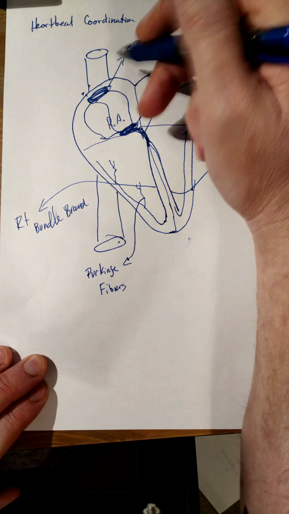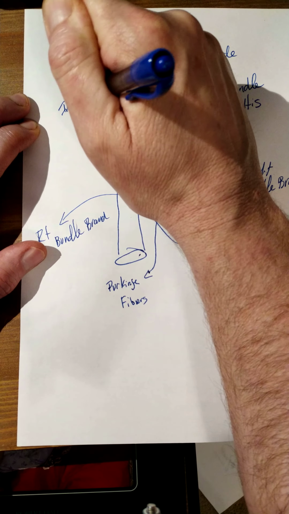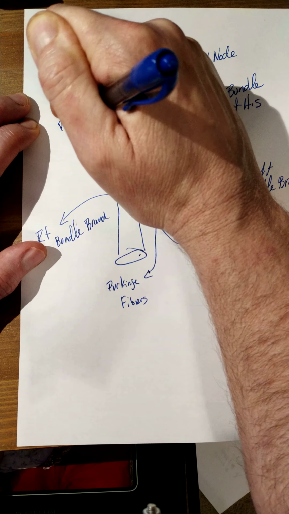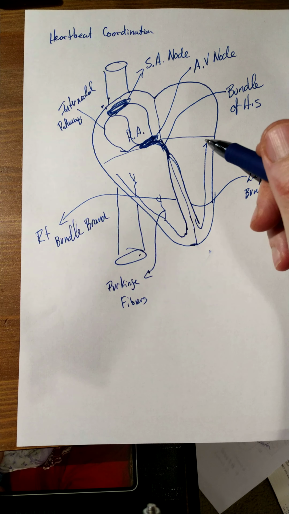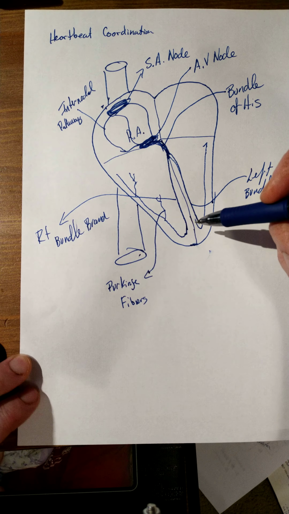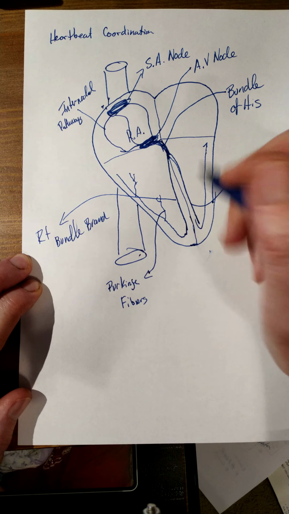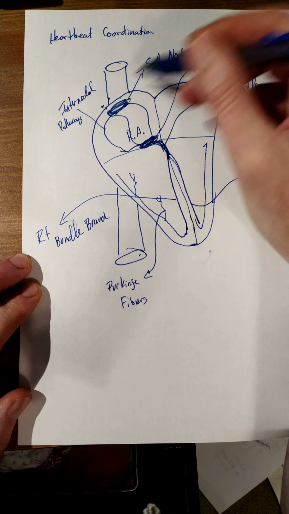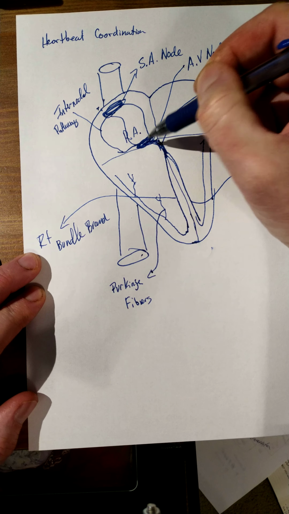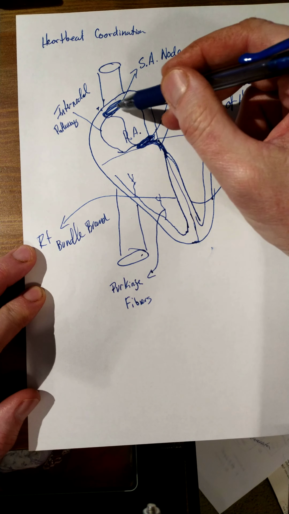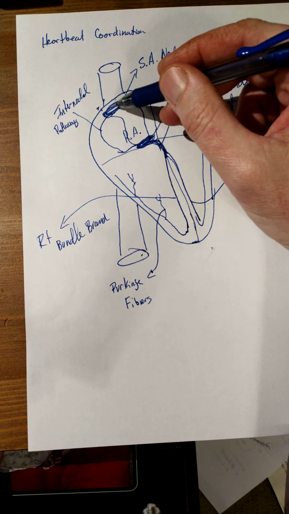So these pathways right here, I forgot to write that down, these are called internodal pathways. And then this is the intraventricular septum in the middle right here. So what ends up happening is the electrical activity starts at the SA node, transmitted through the internodal pathways to the AV node. There's a slight delay in timing because we do not want our atrium and our ventricles to contract at the same time.